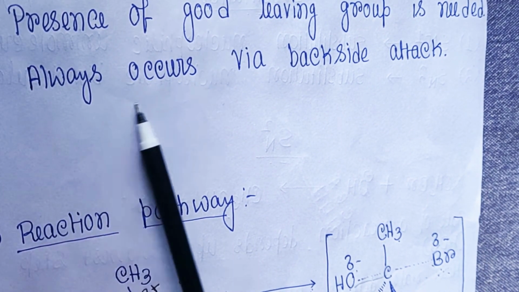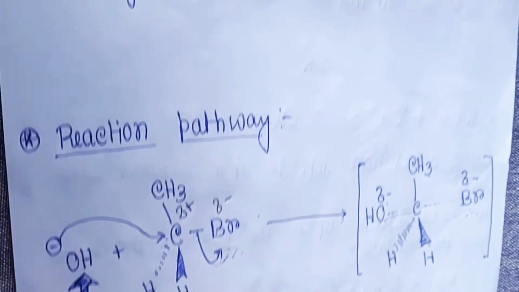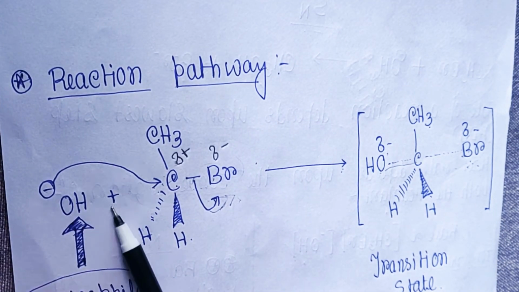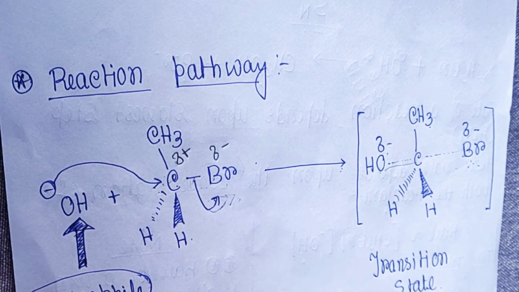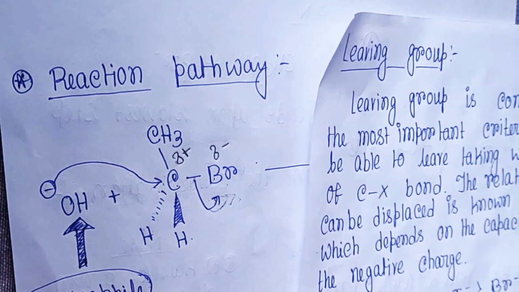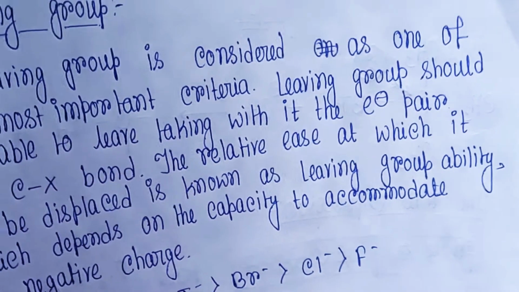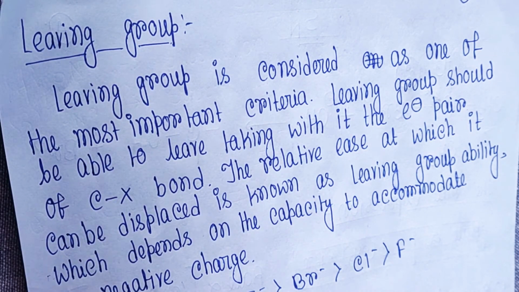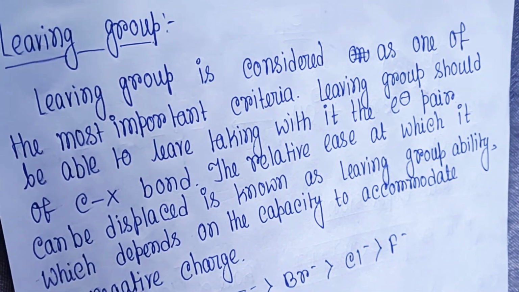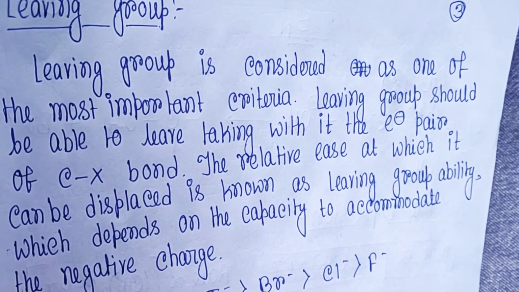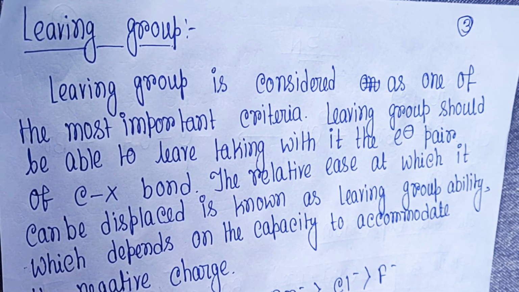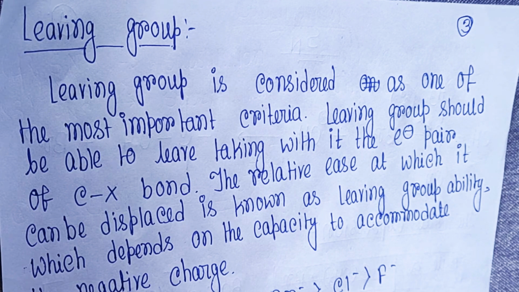And the fifth point is that it always occurs via backside attack. As you can see, it always occurs via backside attack. Now we would move on to the next part where we are going to discuss the criteria. One is why we take 1 degree alkyl halide groups, and the second thing is why we need a leaving group, what a leaving group is, and how can we call a leaving group good or bad.